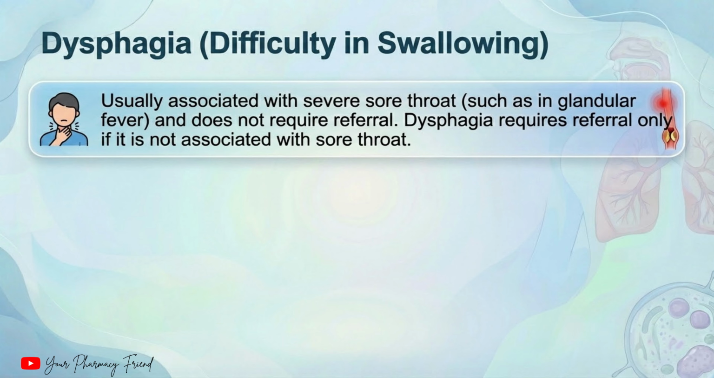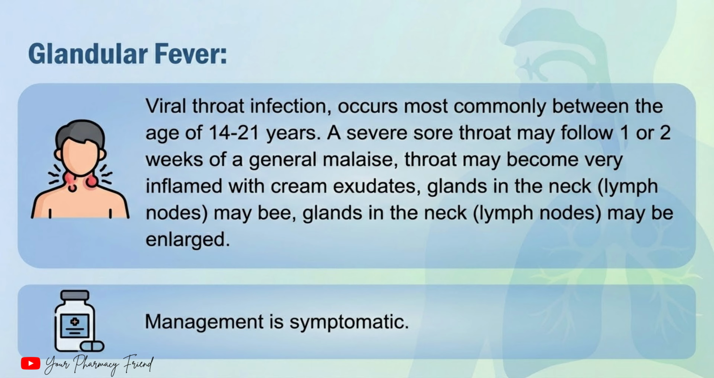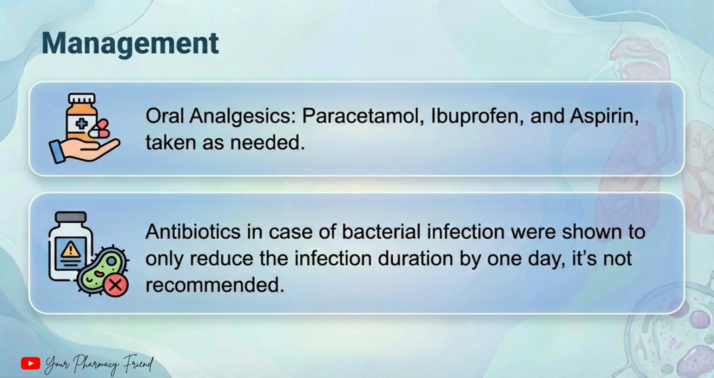Dysphagia, or difficulty swallowing, commonly accompanies severe sore throat and does not require referral unless it occurs in the absence of throat pain. Finally, glandular fever is a viral infection most commonly affecting individuals aged 14 to 21 years. It presents with severe sore throat following a period of malaise, inflamed throat with creamy exudates, and enlarged cervical lymph nodes. Management is symptomatic. In general, management of throat conditions relies on oral analgesics such as paracetamol and ibuprofen.